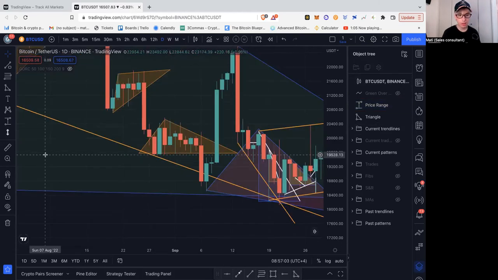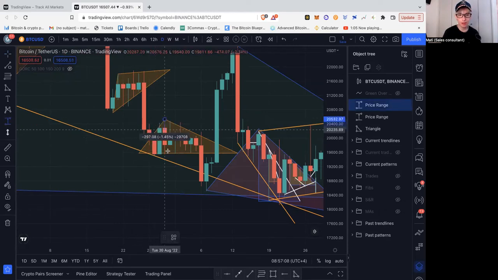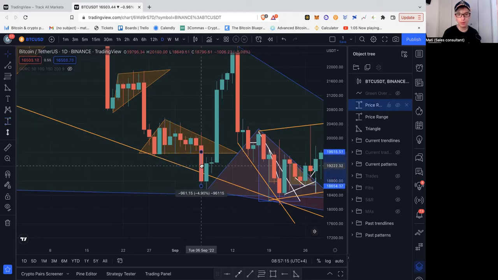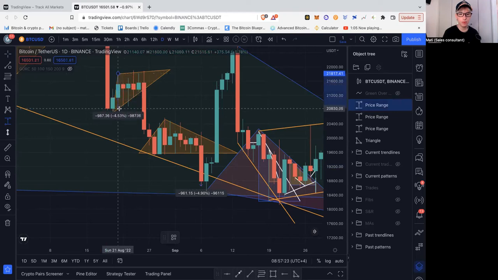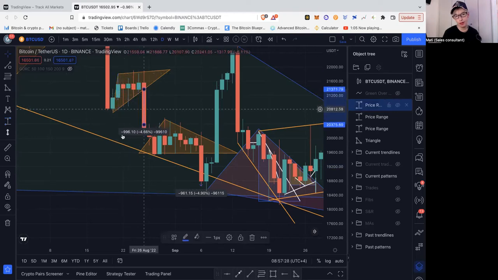Let's take a look at two more fast examples. This triangle right here, if we measure like so, and we put it at the breakout, we can see the target was reached perfectly. Now, if we measure, for example, this one right here, like so, we can see the target was reached, and actually the price kept falling way below the target, but it was reached. So that's the importance.